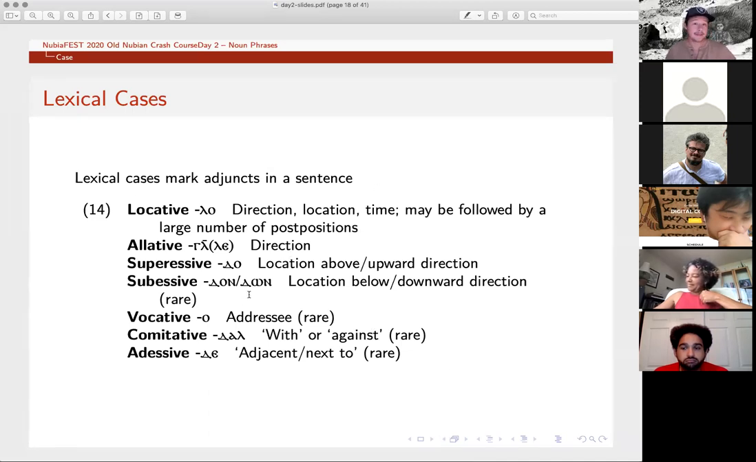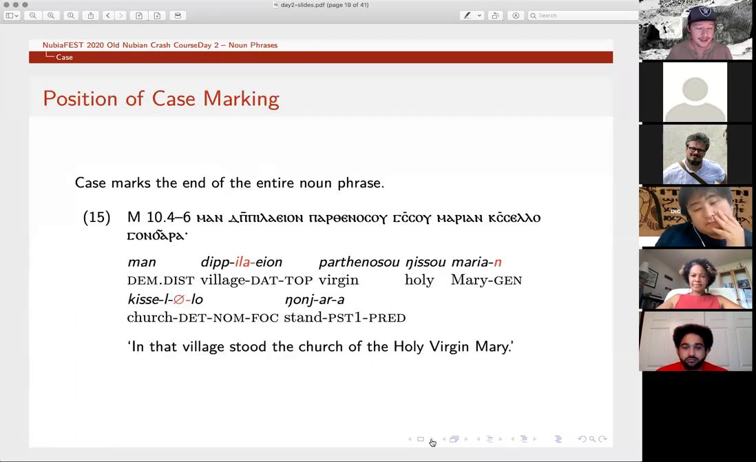So like many other languages, we have a set of postpositions, which gives you even more detailed lexical information about where or when or how something is happening, whether it's inside or because of or during or after. Like prepositions in the European languages, they take a specific case. And in Old Nubian, this is usually a locative. Not always, as we will now see.